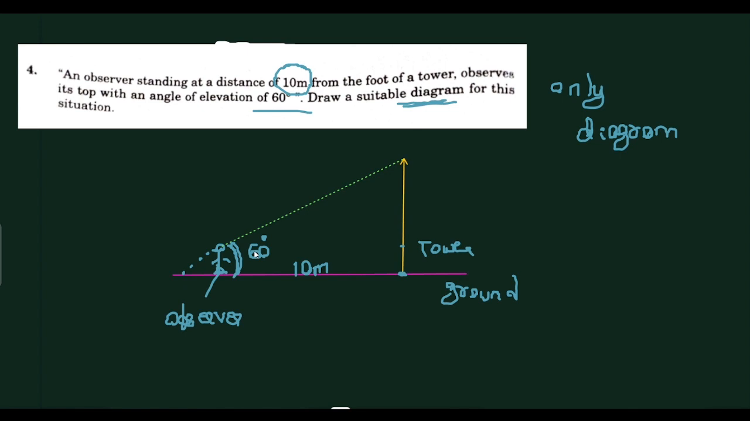Is there any other value he gave? No, right? So he gave the angle and the base. Generally you might think we need to find either the hypotenuse or the opposite side, but it's a waste of time, guys. They simply asked for a diagram, so we need to stop here. For this, we'll get 2 marks.